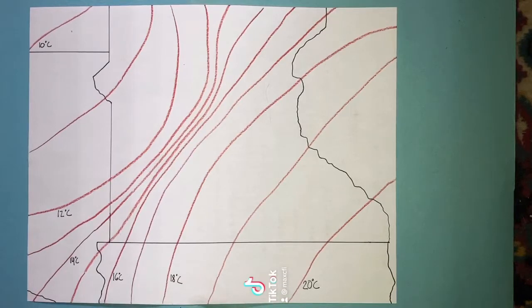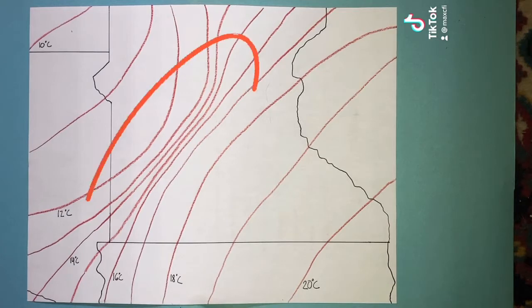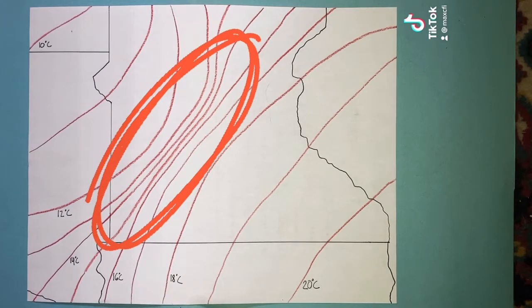A front is just an area where the temperature changes relatively rapidly across a fairly short geographical distance. In this drawing of a pretend front across southern Minnesota, the red lines represent temperature, and I've labeled every other line with a temperature in degrees Celsius. In this area here, the lines are closely spaced together, and we have a front.